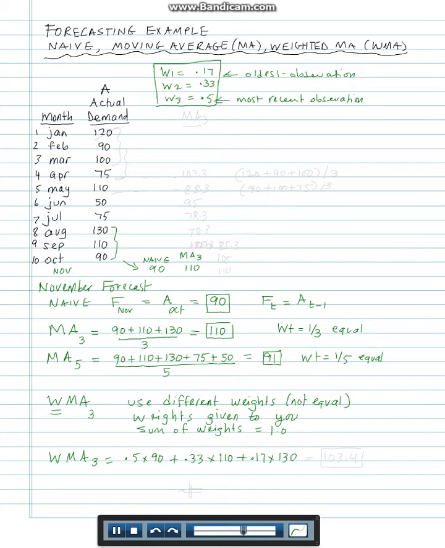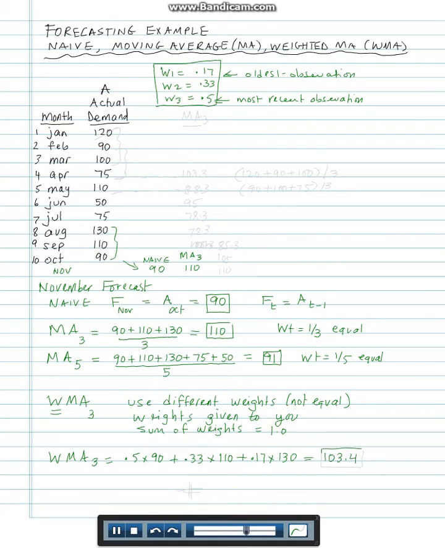And that's it. I don't divide by 3, because the weight is already a decimal, and if you divide by 3, you will end up with a very, very small number. The reason with the regular moving average you divided by 3 is each weight was 1/3. You could have used 0.33 times 90, 0.33 times 110, 0.33 times 130, but we didn't do that. So if you do that, you get a forecast of 103.4.